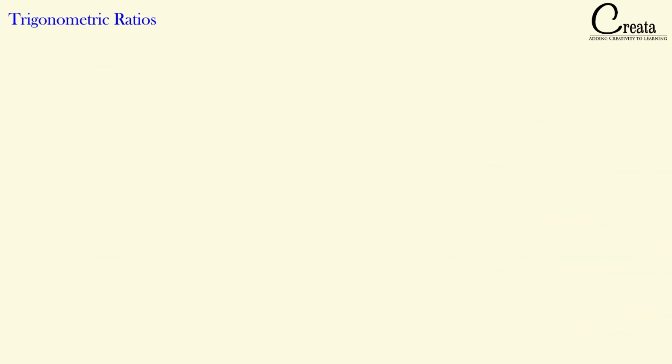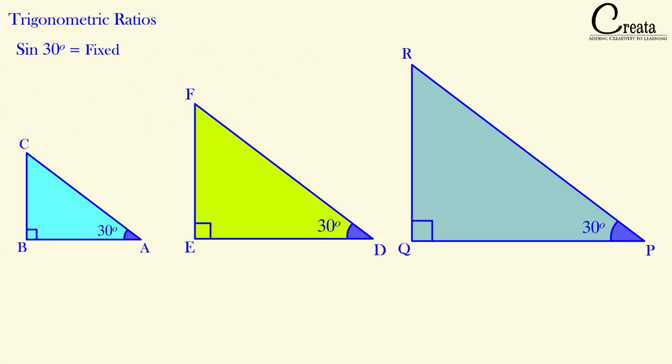Moving further, these trigonometric ratios are fixed for a particular angle. It means that sine 30 degree will have some value that will be fixed. To understand this concept, let's take 3 triangles with the trigonometric angle as 30 degrees. Here all the 3 triangles have the trigonometric angle as 30 degrees, but the size of all the 3 triangles is different. The first one is smaller and the last one is the bigger one. The concept is that the value of sine 30 degree in the first triangle, the second triangle and the third triangle will be constant, that is, the same in all the 3 triangles.